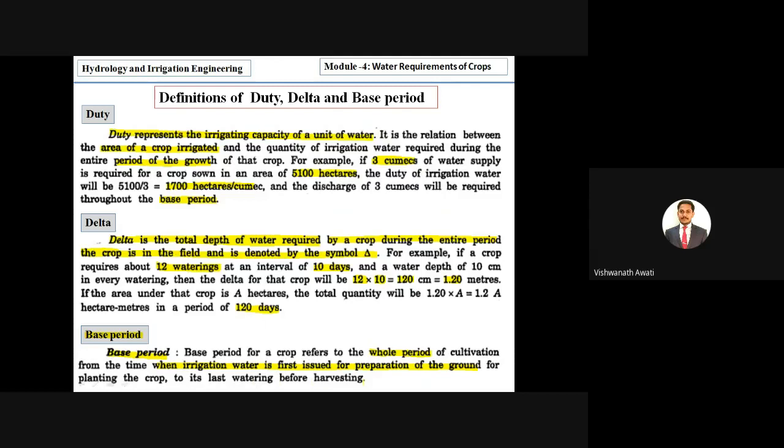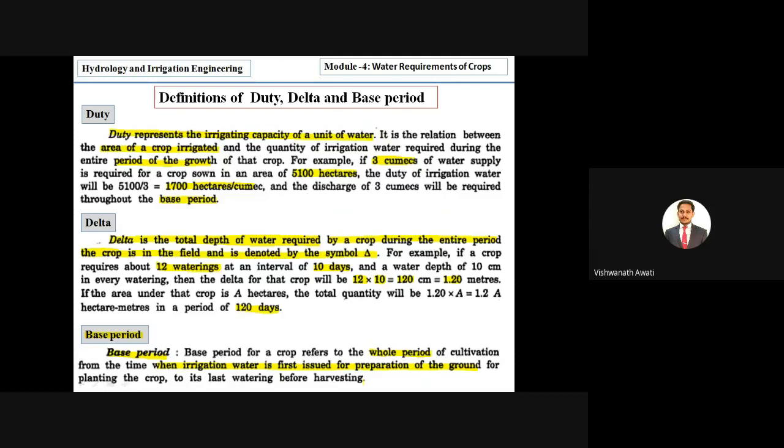If I give a simple word, it is the time in between the first watering and the last watering, which is called the base period. And what is a crop period? Crop period is from planting to harvesting. It is related to the crop, right? When you make a plantation, from that point to when you harvest, removing that crop, it is called the crop period, right?